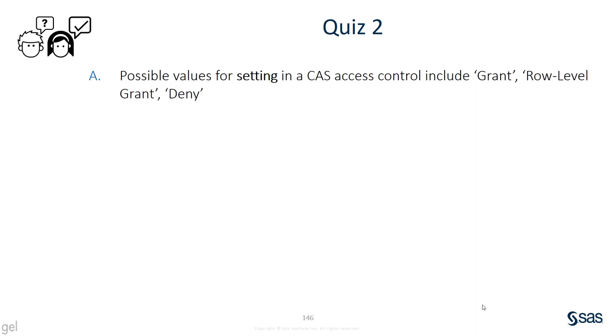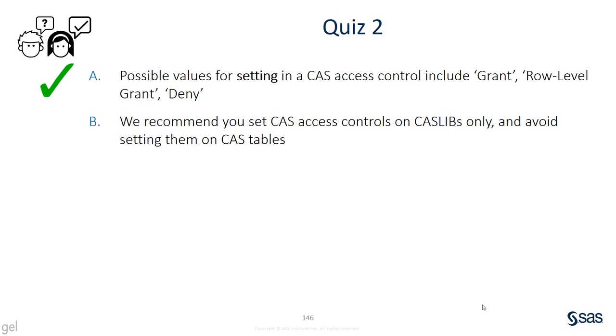Possible values for setting in CAS access control include grant, row level grant, and deny. We didn't really talk about row level, right? But you can do it. Yeah, it's true. So maybe not fair. We didn't talk about row level very much. There is a supplementary section in the materials about row level grants, and there's also a supplementary hands-on. So if you're interested in row level, you can go in and do that in the VLE.